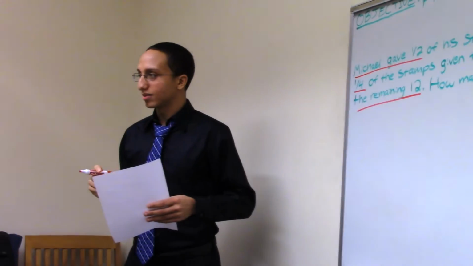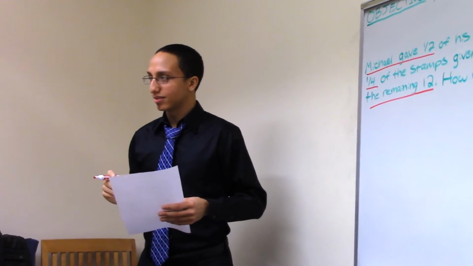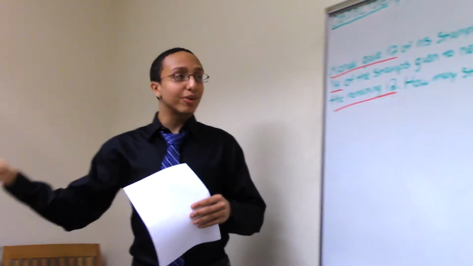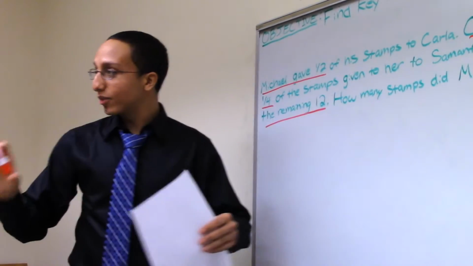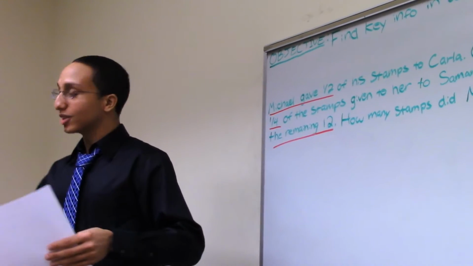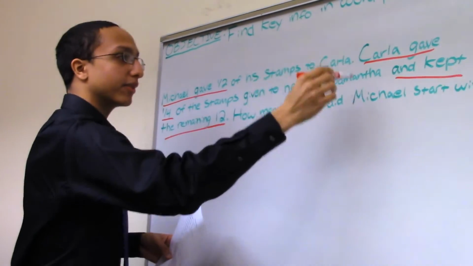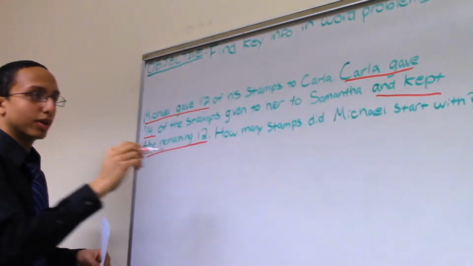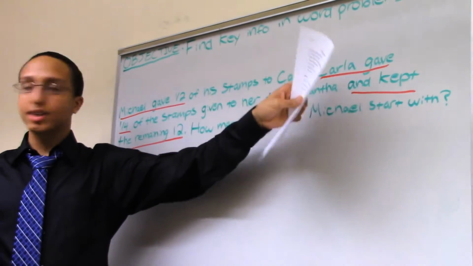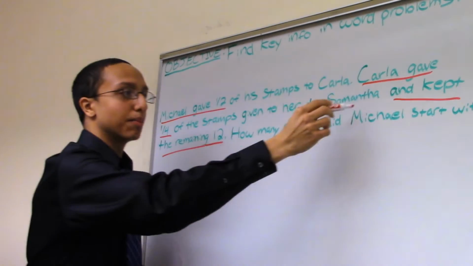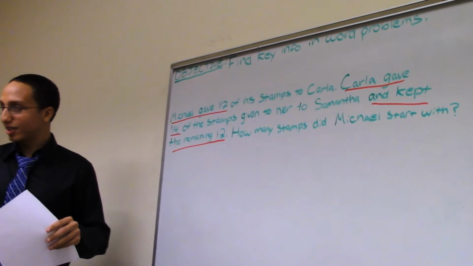Mr. Foster, I thought Samantha kept the remaining 12. Very good question, Casey. So we're going to read it again. Remember, first step, we're going to read it until we understand it. So Carla gave 1/4 of the stamps given to her to Samantha and kept the remaining 12. So that "and" is Carla's action. So it doesn't say Samantha kept the remaining 12. Carla did. Makes sense, right?